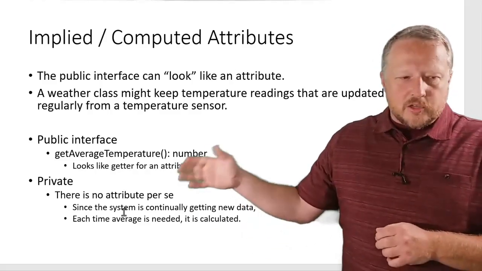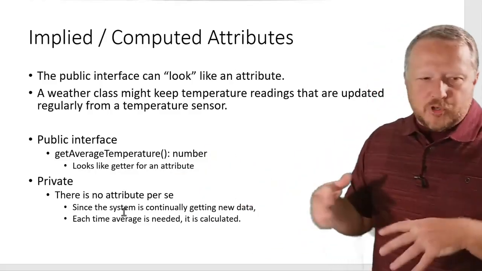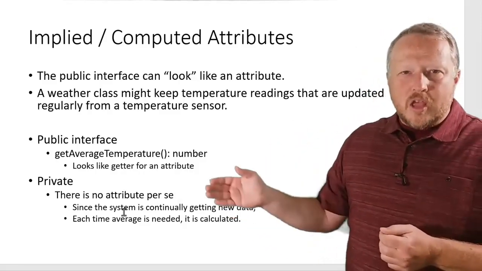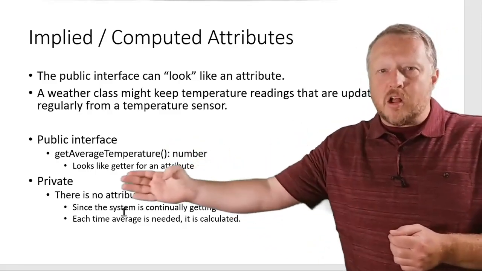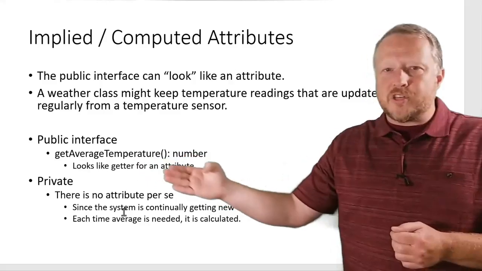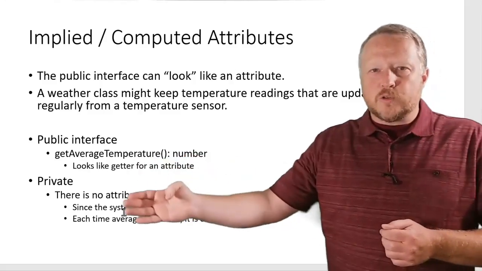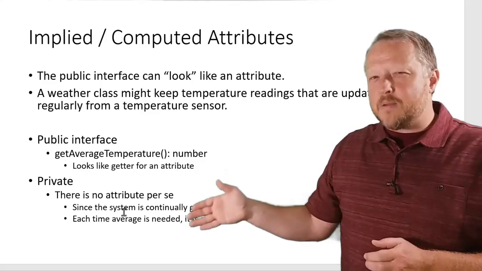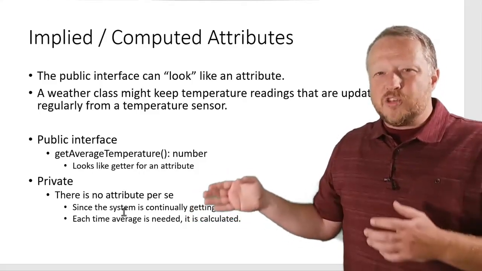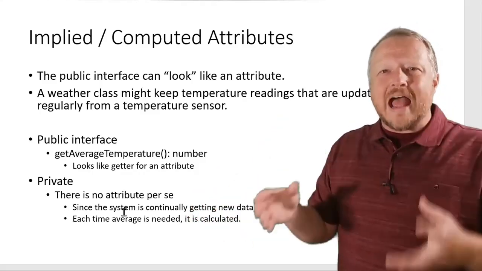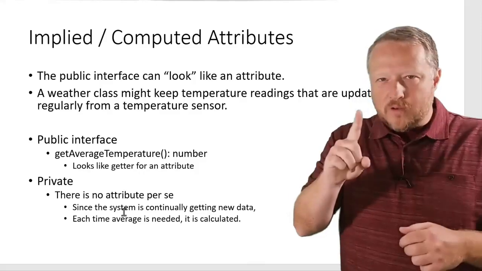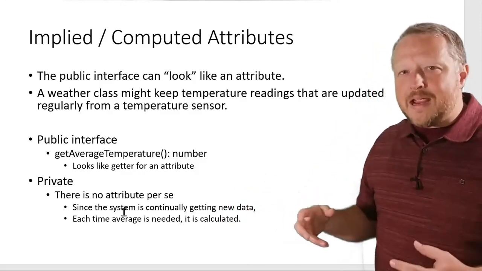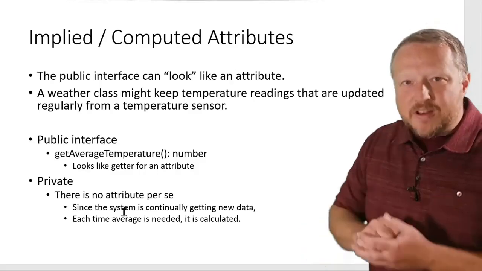Picture this. If we have a weather temperature reading that's done every few hours, the public interface is going to go ahead and get the average temperature number, and it looks for the getter to get that attribute. But here's what's really happening behind the scenes: there's no attribute called average temperature, not just one variable. What it's going to do is go through all of the data, do the average of it, and spit it back out.